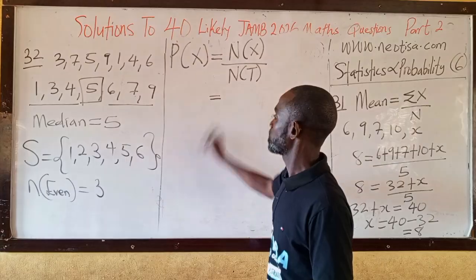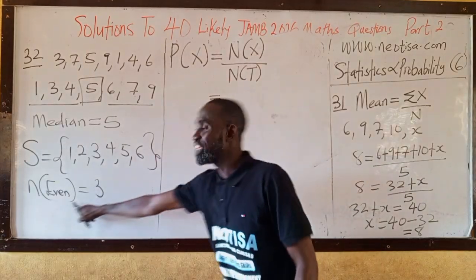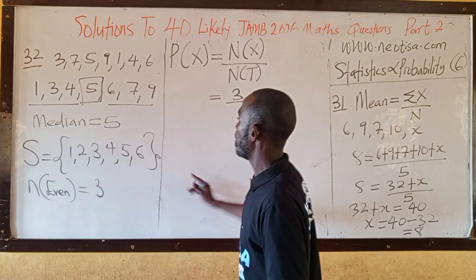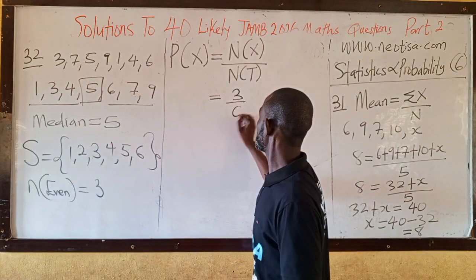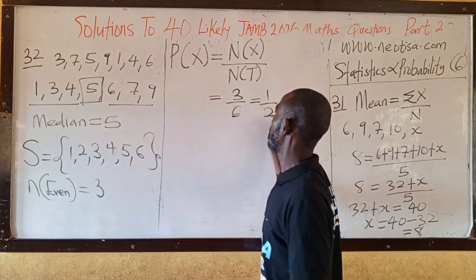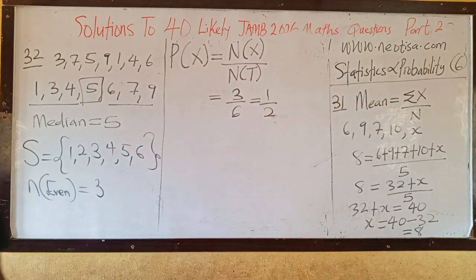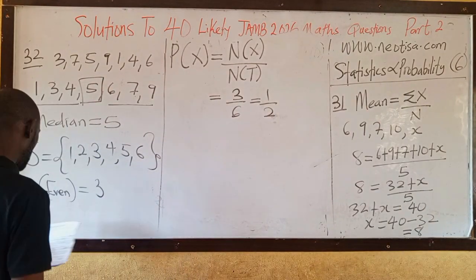What is the event that we're talking about here? Even number. How many even numbers do we have here? We have 3 all over the total number. What is the total number? We have 6. So 3 over 6 simplifies to 1 over 2. That is the probability of an even number.